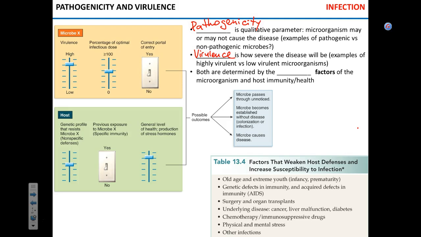Both pathogenicity and virulence are determined by virulence factors. We have had some examples of virulence factors before. We talked about the Griffith experiment. When we talked about bacterial transformation, we had two strains of Streptococcus pyogenes, one having a capsule and another not having a capsule. The one without a capsule was not pathogenic, so the capsule was the virulence factor. Okay.